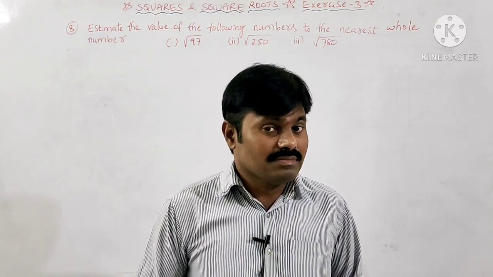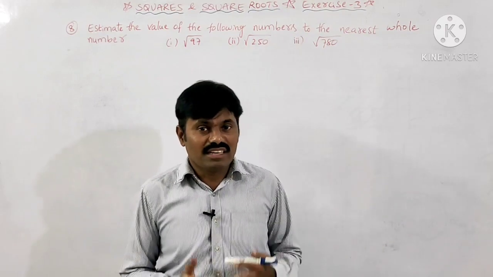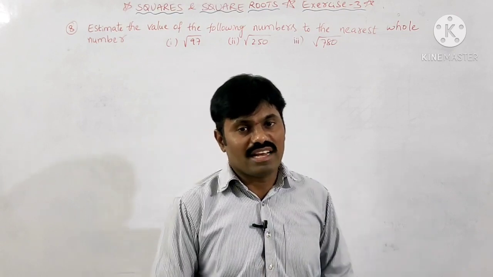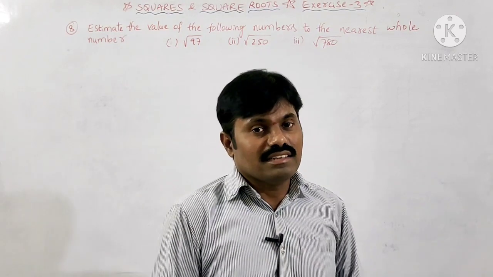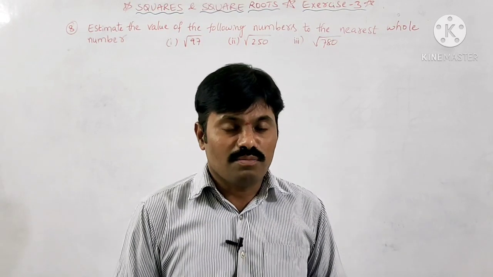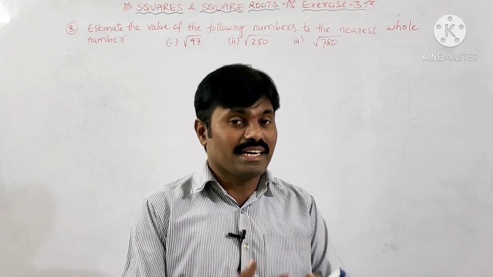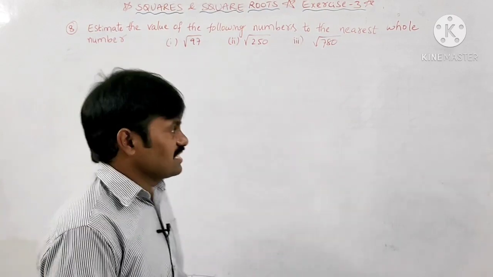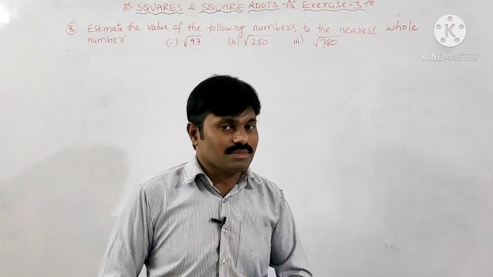In such types of cases, we estimate the very nearest square root of the number we consider. So here we are not finding it exactly, we are estimating the square root of the non-perfect square number. So let us discuss that concept in this question.